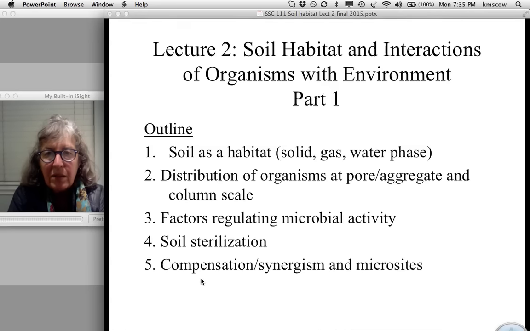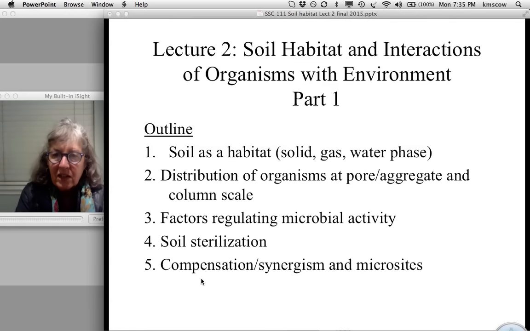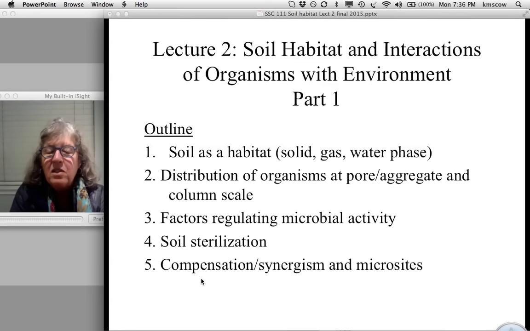The lecture is about the soil environment or habitat and interactions of organisms in soil with their physical environment. What we're going to cover in this lecture is first give an introduction to soil as a habitat for life and how it influences microorganisms and other organisms in soil, but in turn how they create that habitat. Then talk about the distribution of organisms at different scales, at the pore scale, an aggregate scale, and at the column scale, and a little bit at larger regional scales.